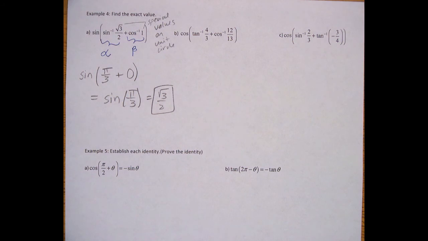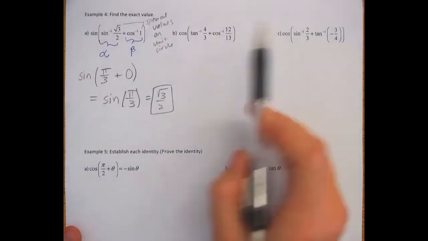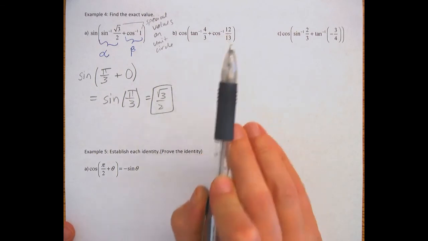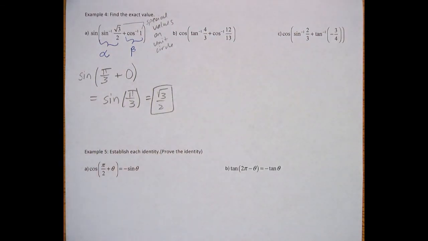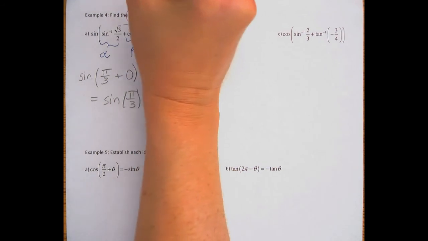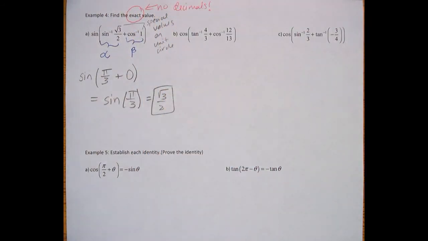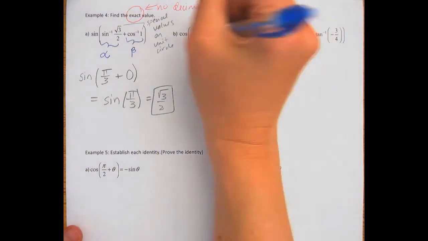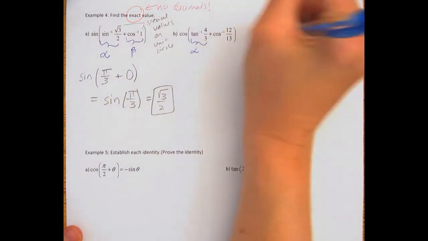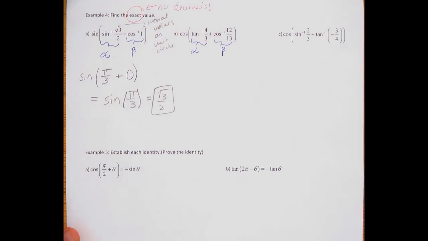Okay. B and C are going to be much trickier because these are not special values from the unit circle, yet you are still being asked to find the exact value. That means no decimals, and that translates to no calculator. So this is where you have to recall: tan inverse of something is an angle, and cosine inverse of something is an angle.